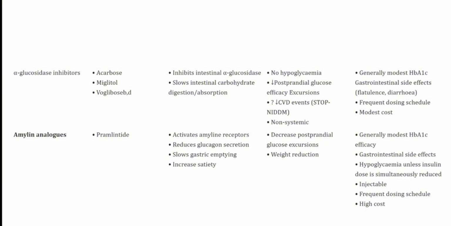Amylin analogs, an example is pramlintide. They activate the amylin receptors, reduce glucagon secretion, slow gastric emptying, and increase satiety. Advantages include they decrease the postprandial glucose excursions. They lead to a reduction in weight. Disadvantages include modest HbA1c efficacy, GI side effects, hypoglycemia unless insulin dose is simultaneously reduced, they are injectable, frequent dosing schedule, and they are of high cost.